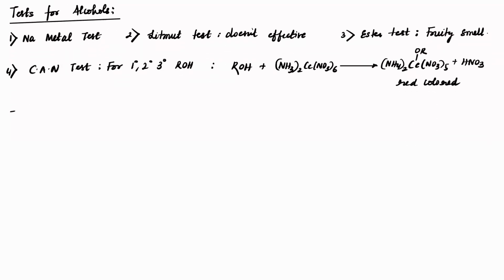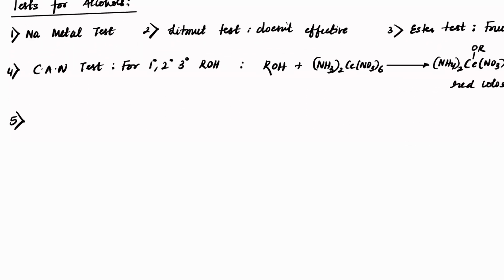This is the fourth one. The fifth one is basically the test for phenols. Even phenols give brown coloration with the CAN test. It will also form a complex, but this time brown color is observed.